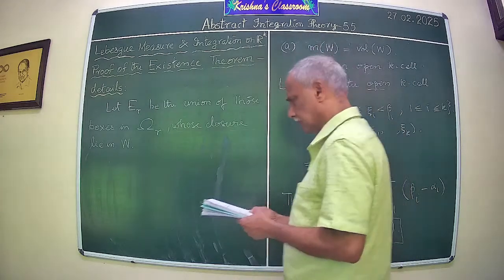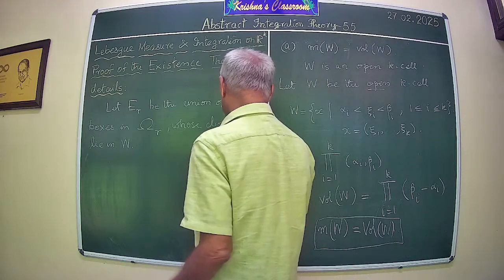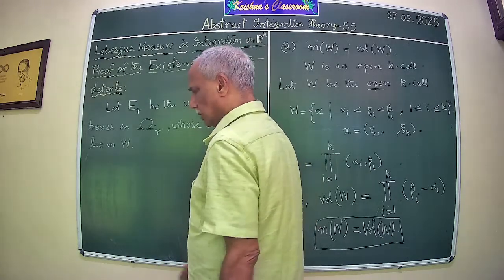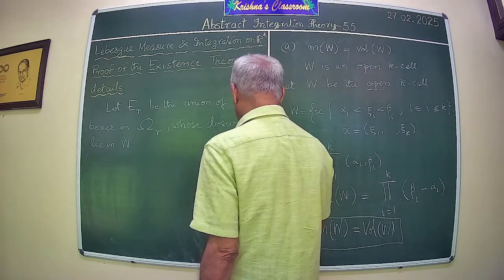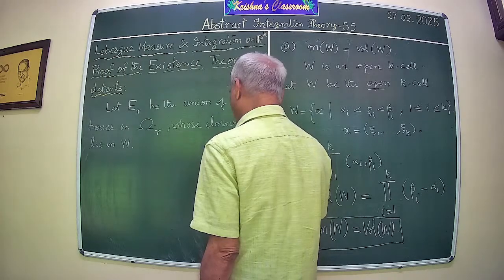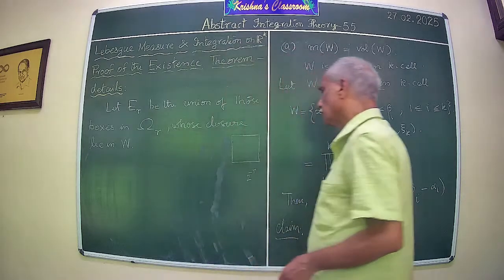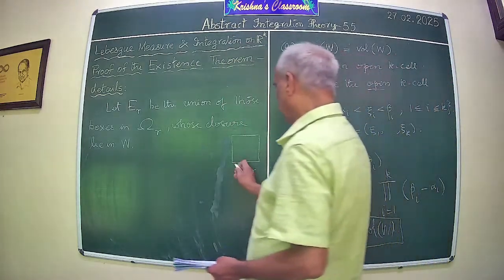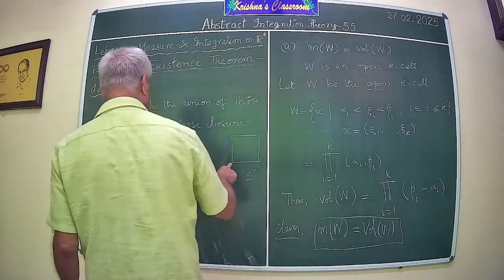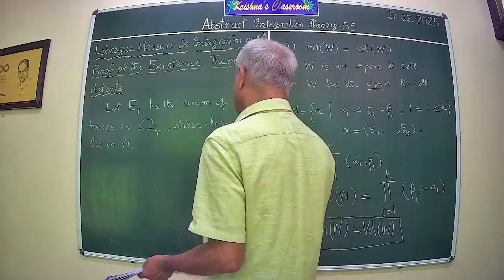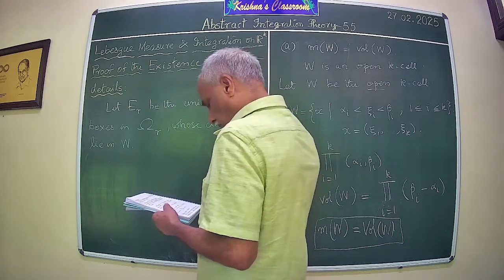So just look into it. That means you have boxes with corners having coordinates which are multiples of 2 to the power minus r. So if they are in Rk, there are k components for this. Each one is an integral multiple of 2 to the power minus r. That is what it means.